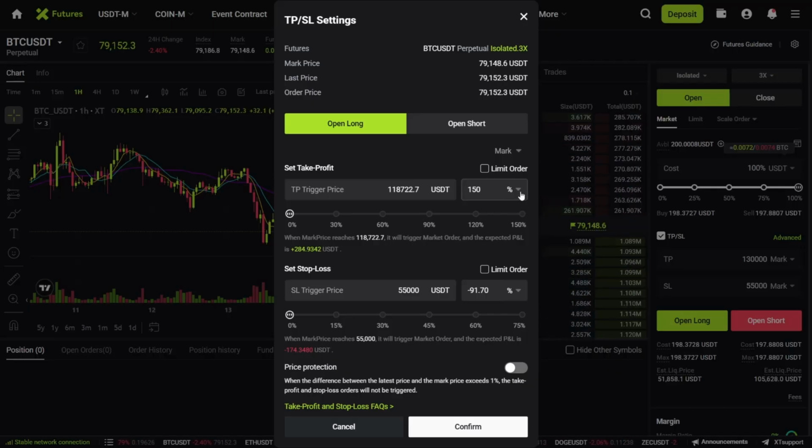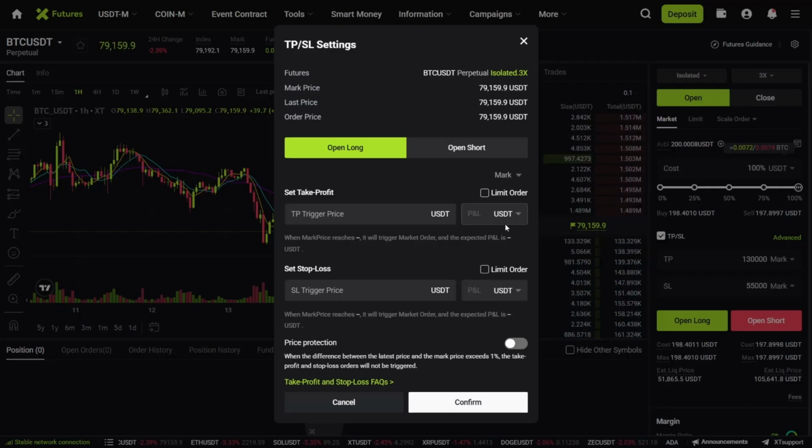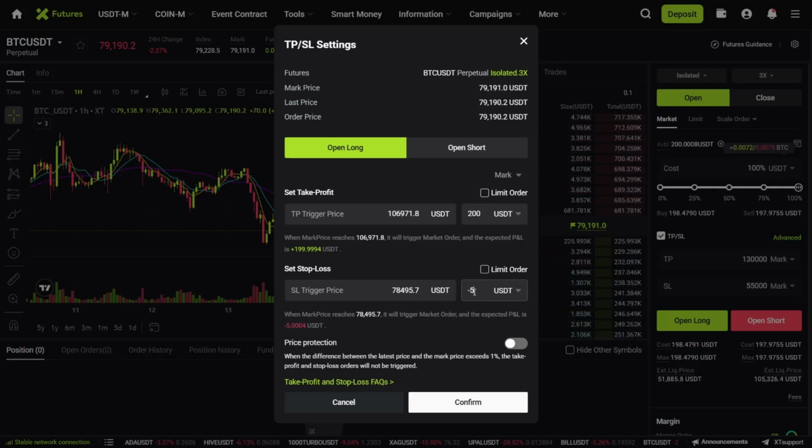The third way is to set it by P&L. This means profit and loss. This lets you choose how much money you want to make or how much money you're willing to lose on the trade. So if you have an idea of how much money you want to make on this trade, let's say you'll be happy with $200 in profit. This is the price of Bitcoin where you would exit your position. And on the downside, if you have an idea how much you want to lose, let's say you don't want to lose more than 50 USDT. Again, this is where Bitcoin's price would be at.